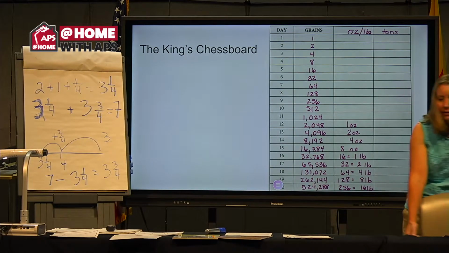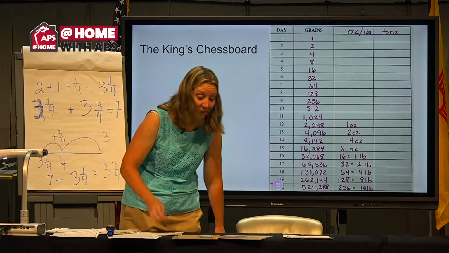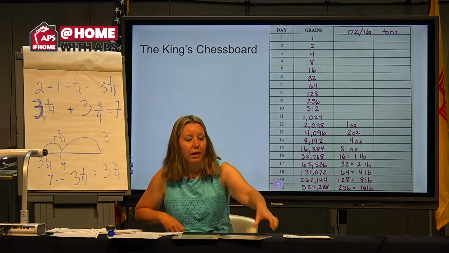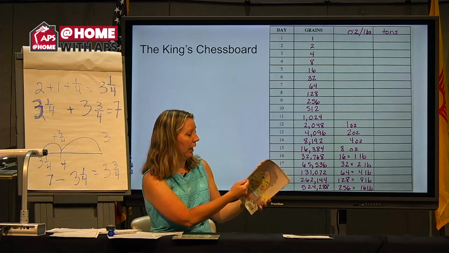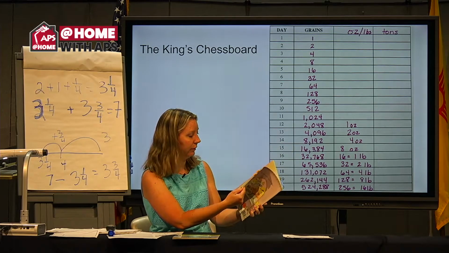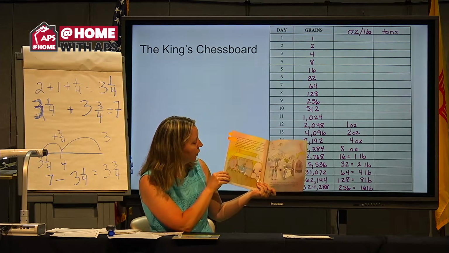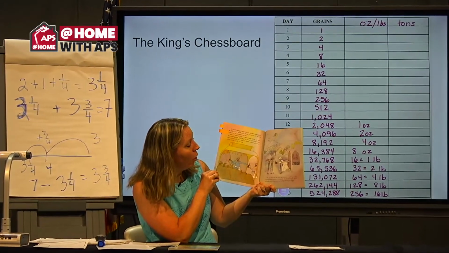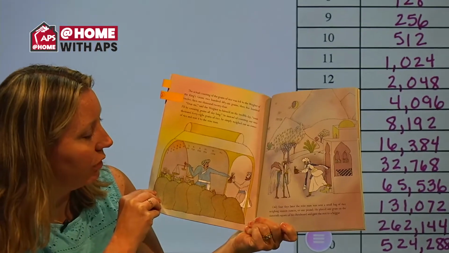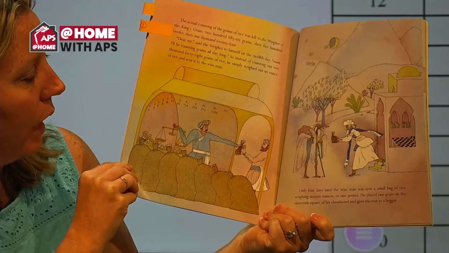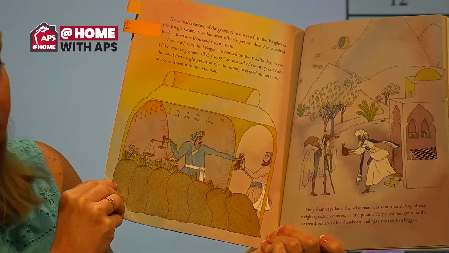So let's go ahead and let's see what happens, because this is a lot that the king is now giving to the wise man. The King's Chessboard by David Birch, pictures by Davis Grubu, and it is published by Puffin Books. And yesterday we had talked about the 1 ounce, which happened here with the weigher. Only 4 days later, the wise man was sent a small bag of rice weighing 16 ounces, or 1 pound. He placed 1 grain on the 16th square of his chessboard and gave the rest to a beggar.